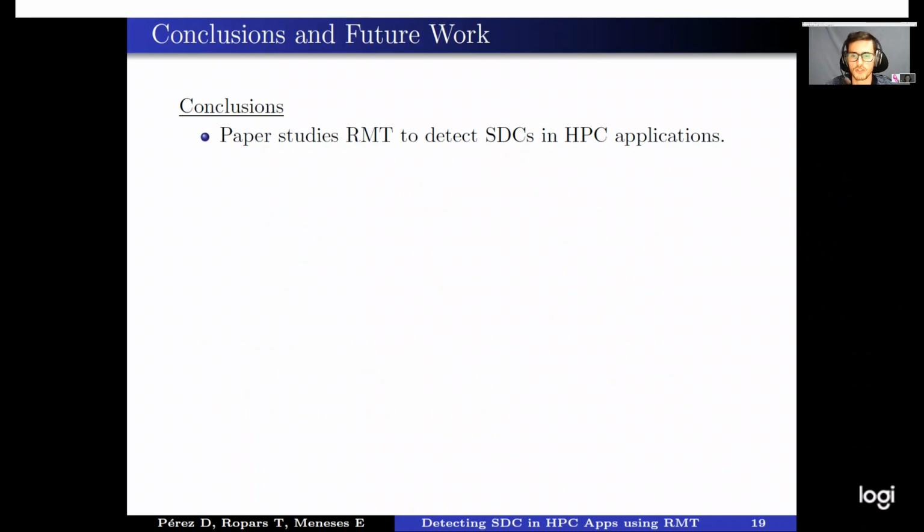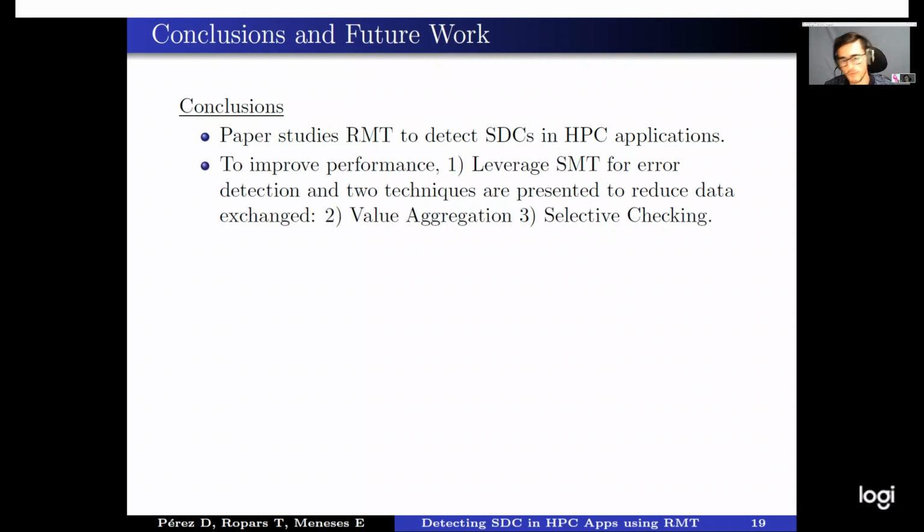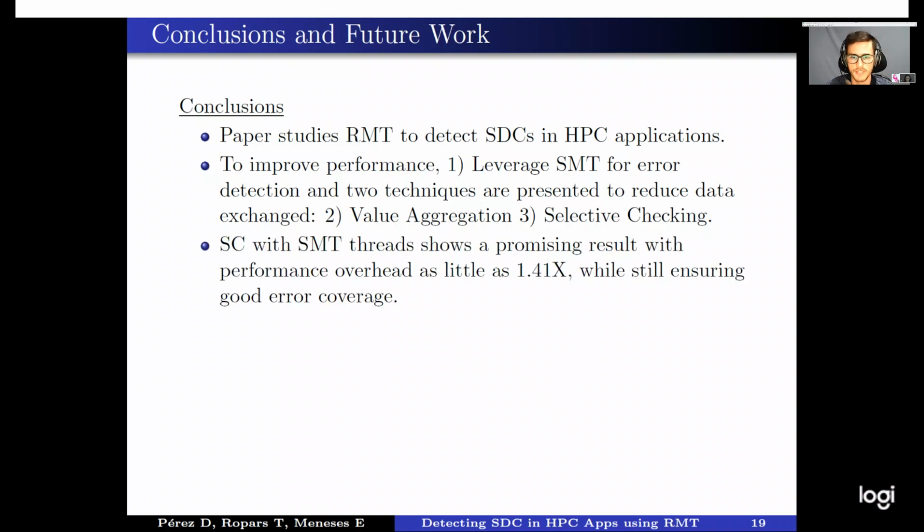Okay, so the conclusions. This paper studies redundant multithreading to detect silent data corruptions in HPC applications. In order to improve performance, the first thing is to leverage SMT for error detection. We also propose two techniques to reduce the data exchange between the threads: value aggregation and selective checking. We show that selective checking using simultaneous multithreading threads has a promising result with performance overhead as little as 1.41 times, while still ensuring a good error coverage.